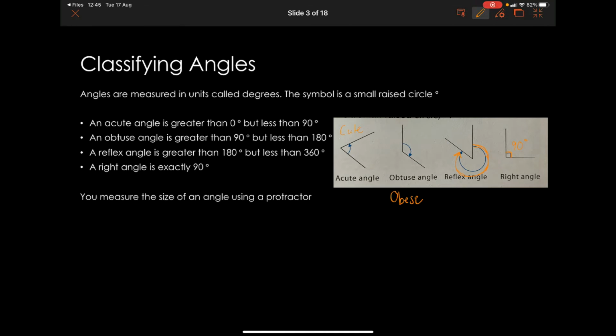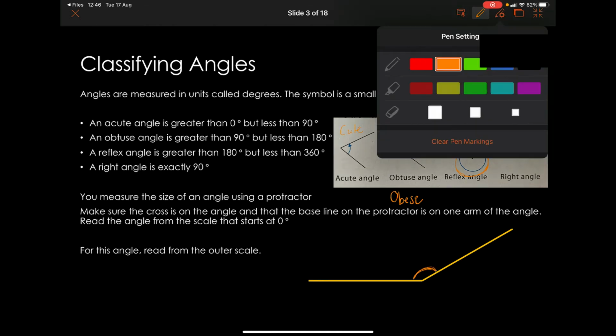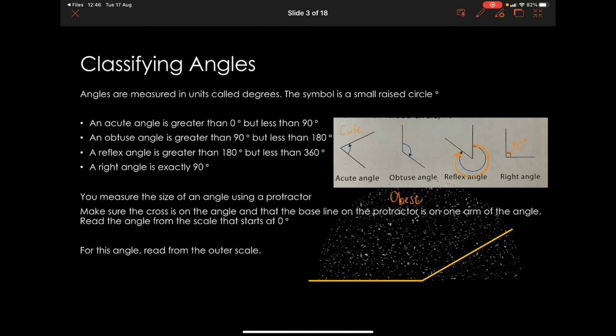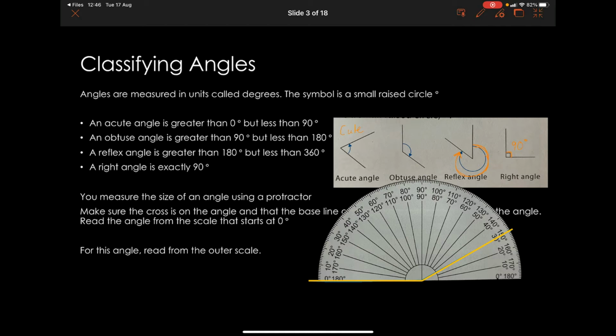The rest of the angles you will need to measure. You measure the size of an angle using a protractor. You need to make sure that the cross on the protractor is on the angle, and that the baseline on the protractor is on one arm of the angle. You need to read the angle from the scale that starts at 0. So for this angle, here's the angle, and you're going to be asked to measure this part here. So I'm going to take my protractor and place it on top of the angle.